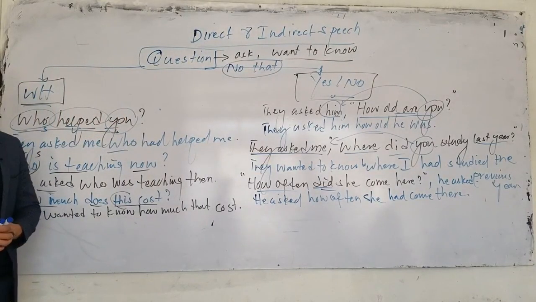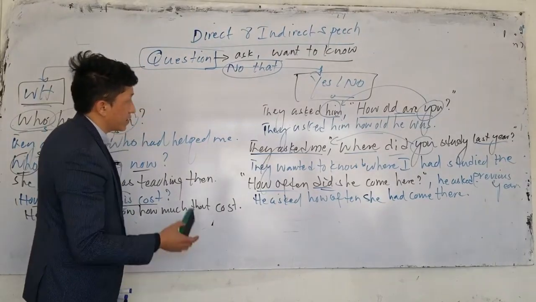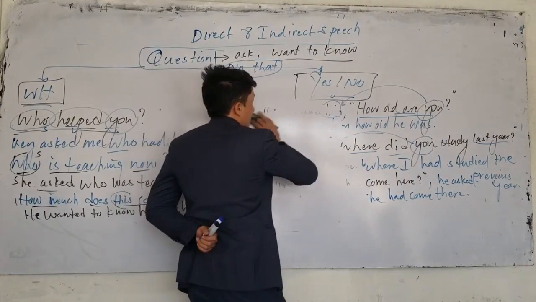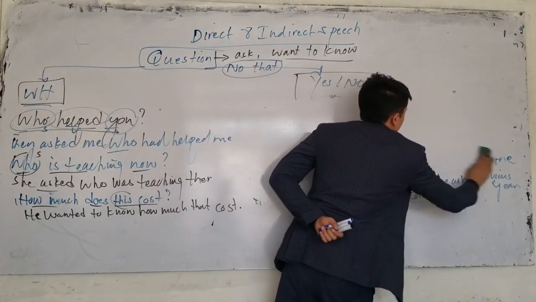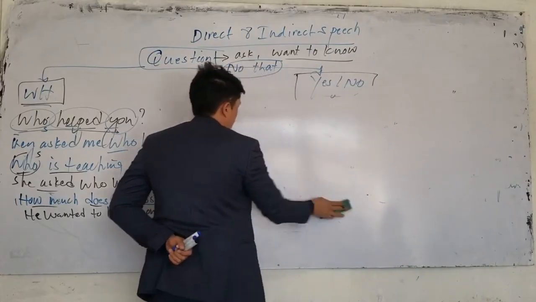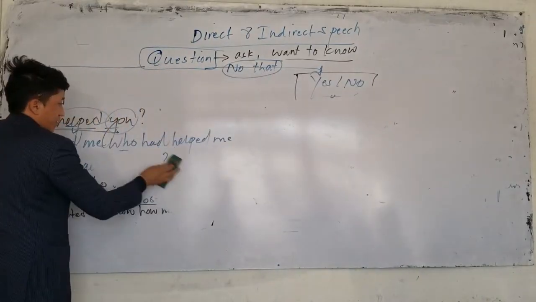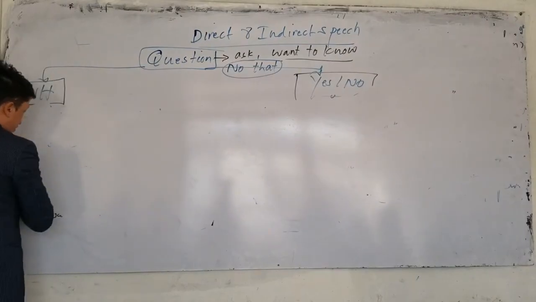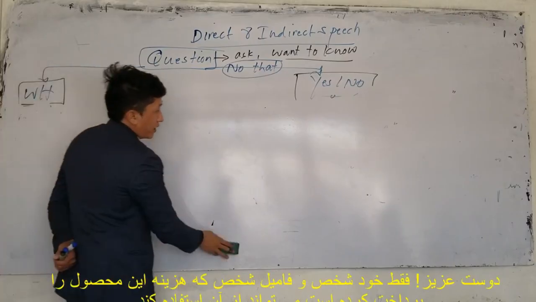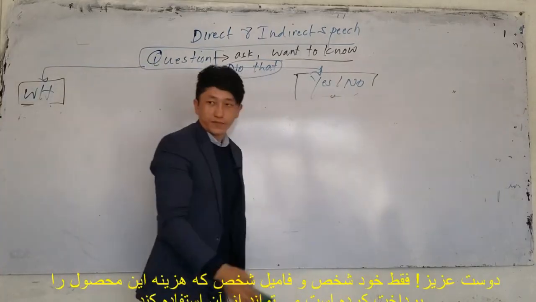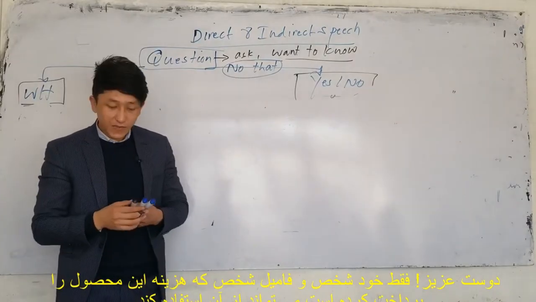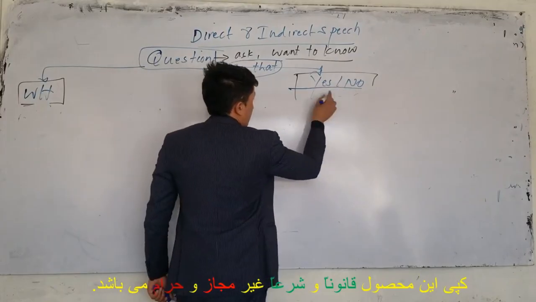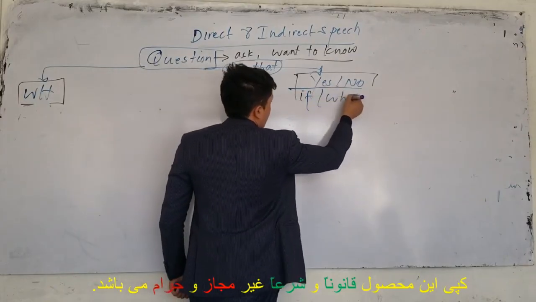Okay, any question? No question? Now let's go and talk about this. This is how we can change a direct WH question into an indirect WH question, indirect speech. So how should I change? Let's go and talk about how we can change a yes/no question. What is a yes/no question? The answer is yes or no. It's very easy, guys. If I have a yes/no question, we mostly use what? If or whether.